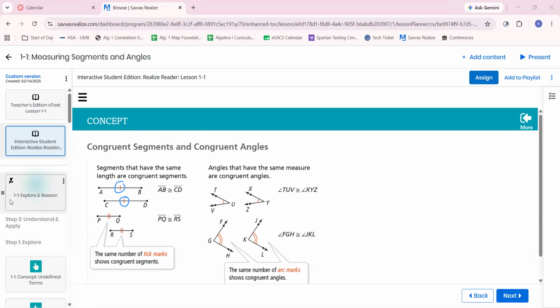Same thing with PQ and RS. They use two ticks because it's not the same as AB and CD. They're different lengths, but they are the same as each other. PQ and RS are the same length, so they are congruent.